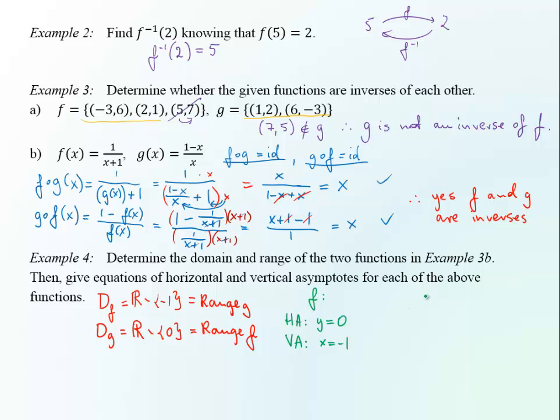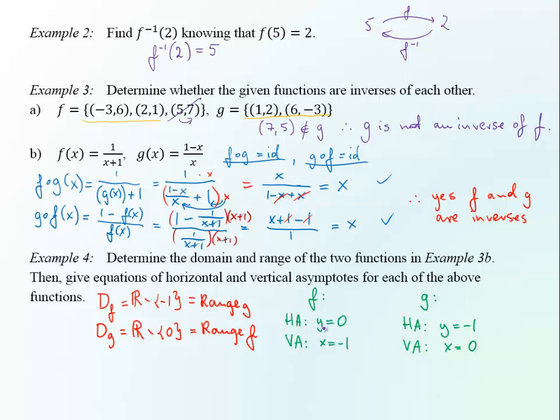Now for function g, let's start with horizontal asymptote. This time the numerator and denominator are of the same degree, therefore, we're looking at leading coefficients, which are -1/1. So the horizontal asymptote is y equals -1. The vertical asymptote comes from the point that makes the denominator 0. That means 0. So it's x equals 0.